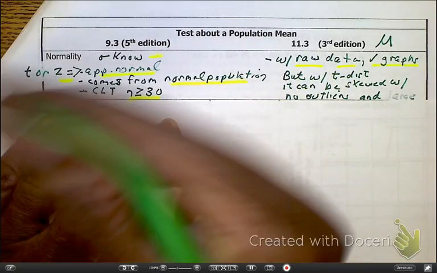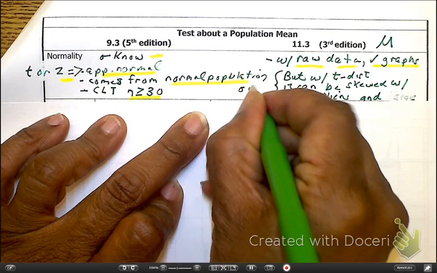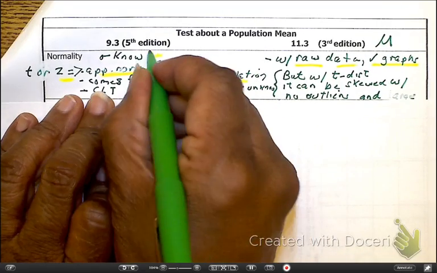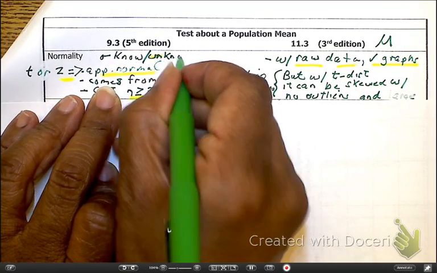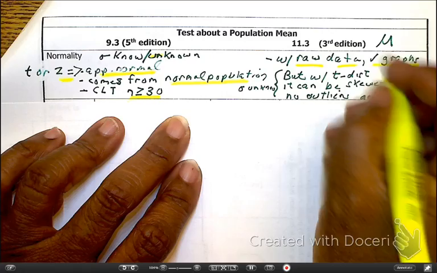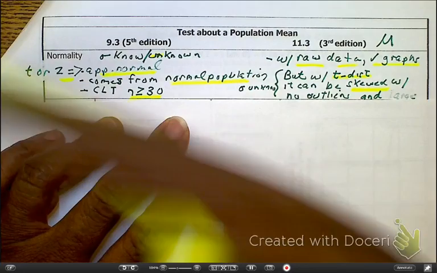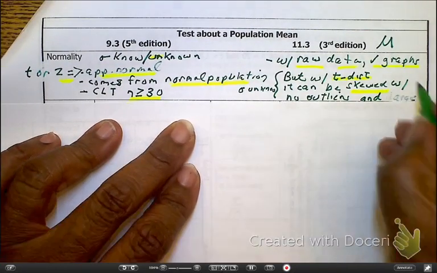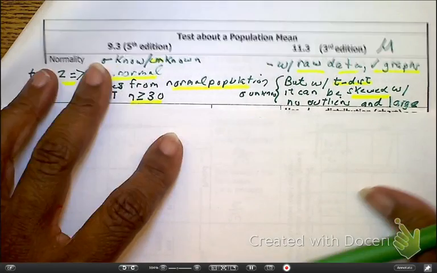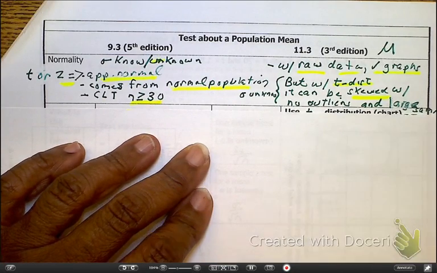But what about specifically when sigma is unknown? When sigma is unknown, we're talking about a T distribution. I'm just making sure that you know this is applicable when it's known or unknown. Here, with a T distribution, we must look for skewness. If they say it's skewed, that's okay as long as there are no outliers and we have a large sample. So, the rules are no different.